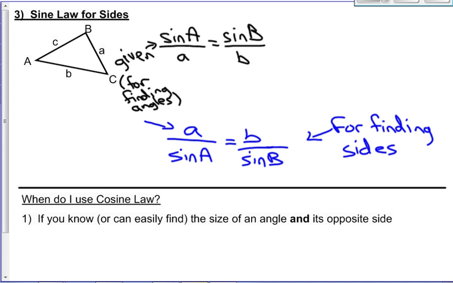When do I use cosine? That should say sine law. You use sine law if you know or can easily find the size of an angle and its opposite side. So that means if you know a pair, the value of this angle and this side. Let's put it to use.